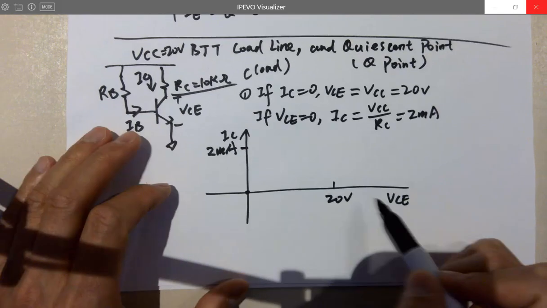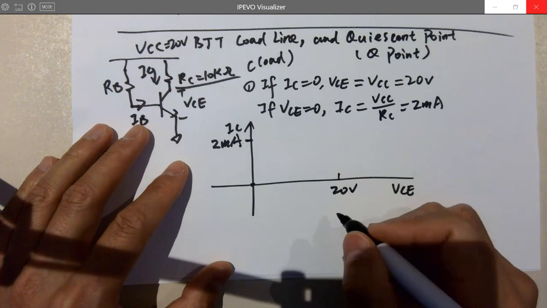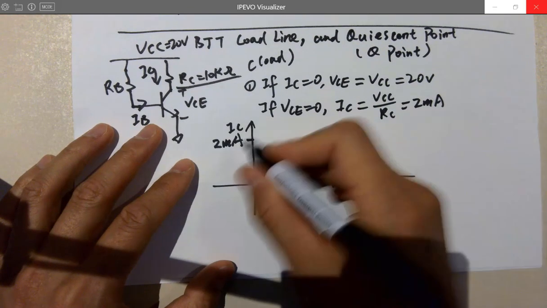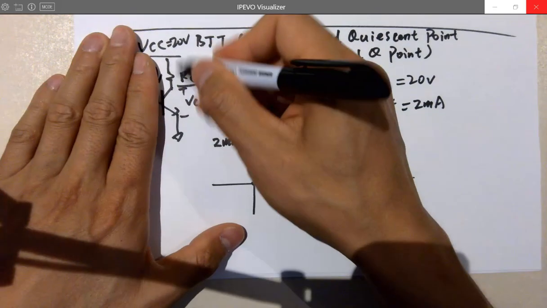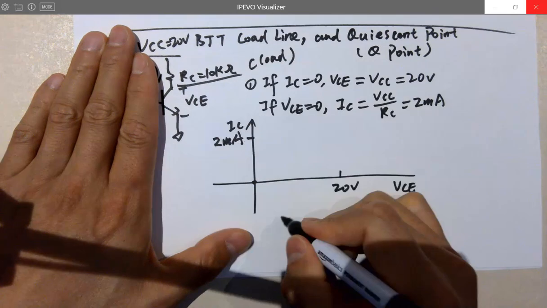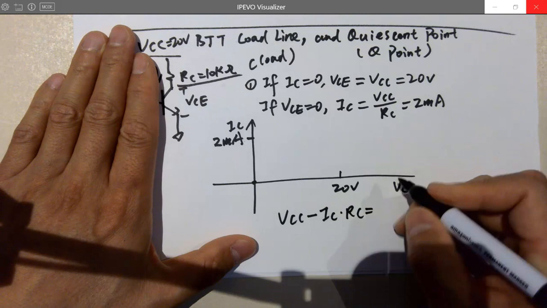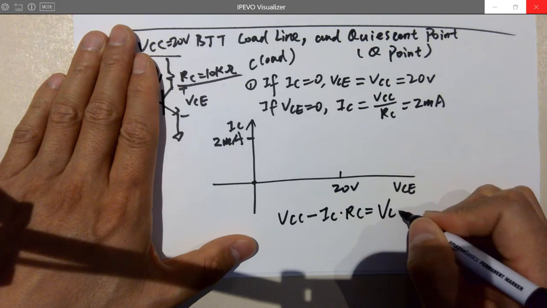And because of this, what is the equation in this circuit? VCC minus IC times RC equals VCE. Is that correct?